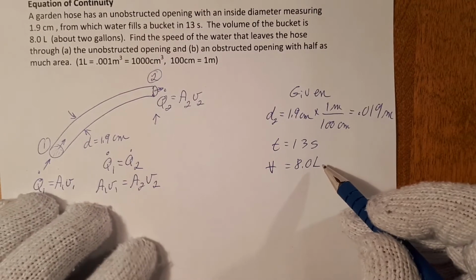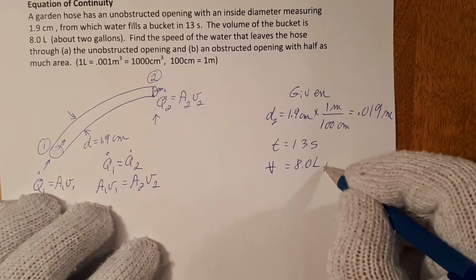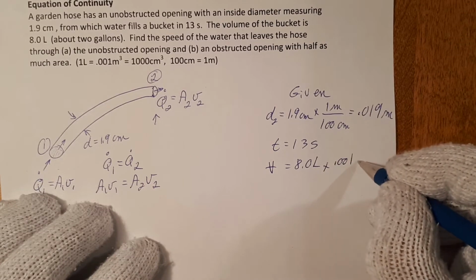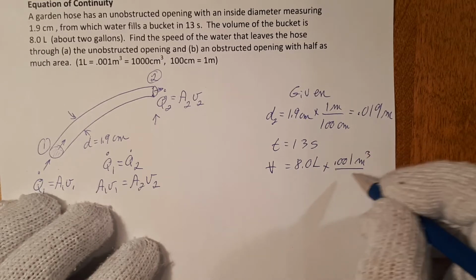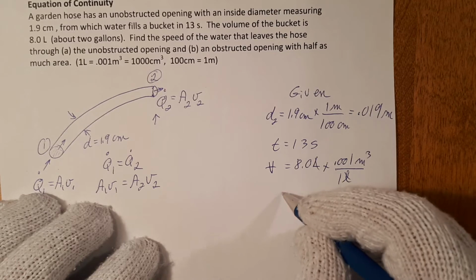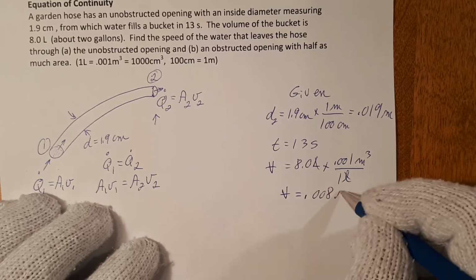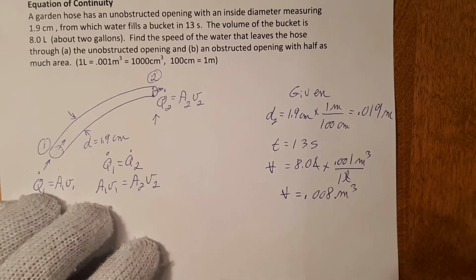Now liters is a volume, but we will need to change this to cubic meters. So we'll do a quick conversion right here. 1 cubic meter per 1 liter. Liters and liters will cancel out. Therefore, the volume is equal to 0.008 cubic meters.